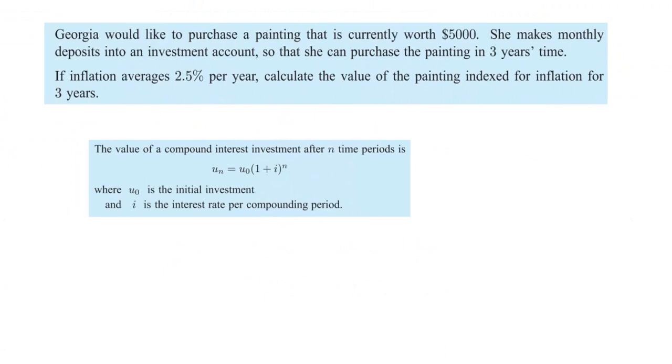So in this one, we've got a painting that is currently worth $5,000. Monthly deposits are made into an investment account so she can purchase the painting in 3 years' time. If inflation averages 2.5% per year, calculate the value of the painting indexed for inflation for 3 years. Now, there's lots of information here, and it may or may not be useful. So let's go through this very slowly and make sure we understand exactly what it is we're trying to find.